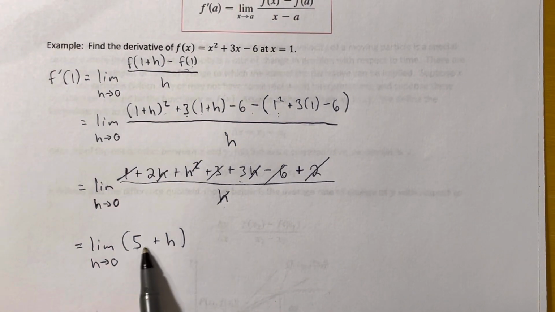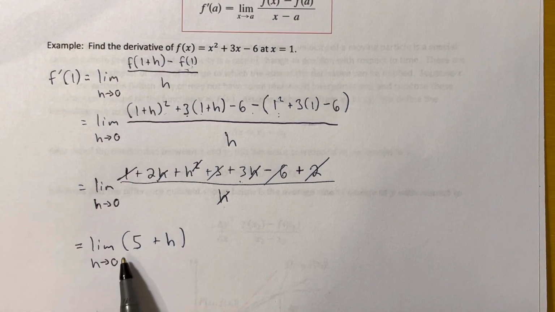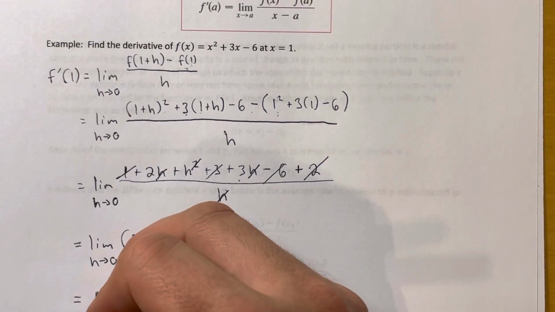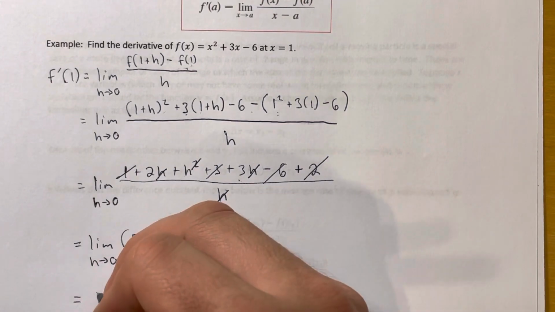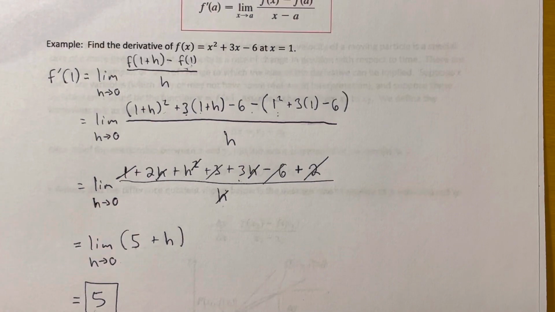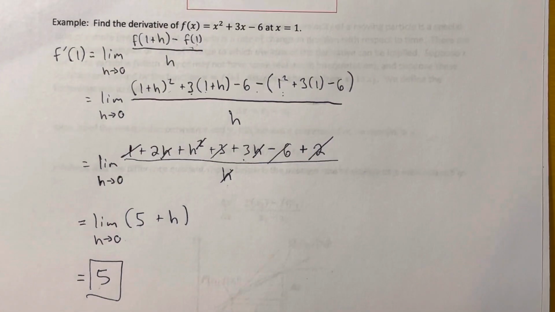In fact, it's a linear function, so I can use direct substitution again. Plugging 0 in for h gives me 5 plus 0, or just 5. Okay? And that would be f prime of 1. It's equal to 5. So not too bad, right? It's just you're doing a lot of algebraic simplification. But if you're in calculus, algebra should be no problem for you.